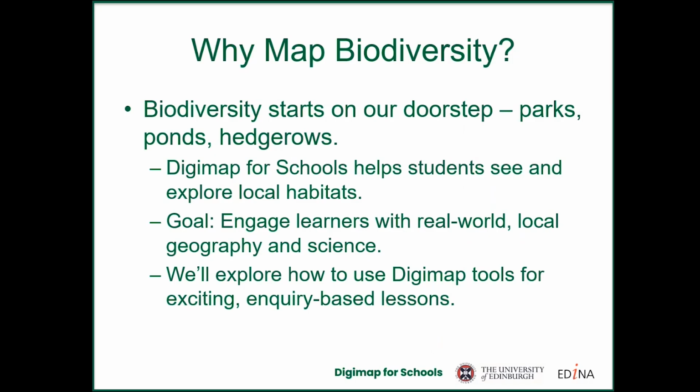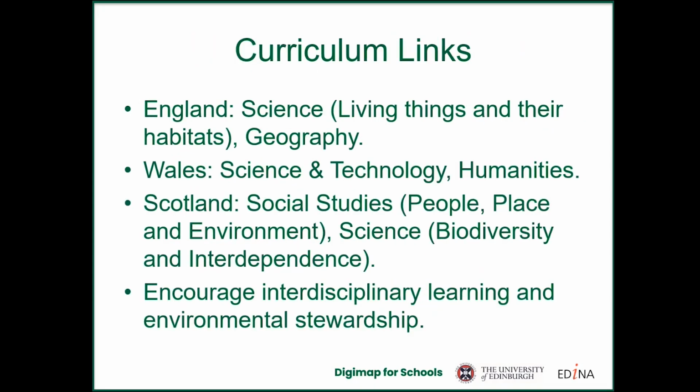Biodiversity starts right where you are. Even urban areas have a surprising range of habitats. And today with Digimap for Schools, I will show you how you can help pupils to zoom to your school's postcode or nearby green space, switch between OS map and aerial views, observe changes through time and annotate what they find, and use it to ask them what lives here, how does human activity affect it? The aim is simple: spark curiosity and support inquiry-based learning. And I will show you also how you can link that to the curriculum.